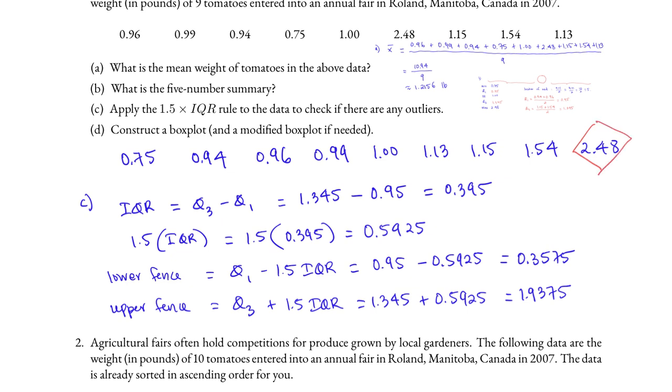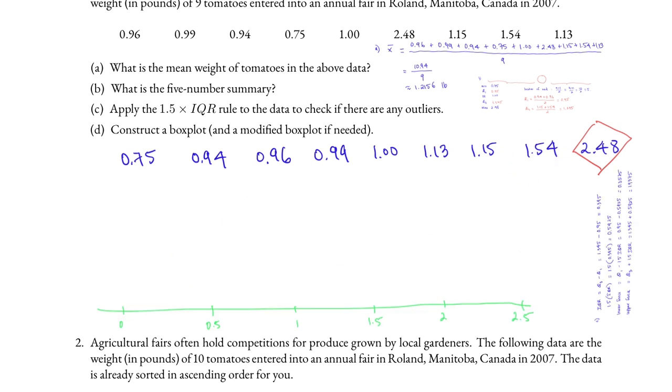We then check the next number from the left. 1.54 is less than 1.9375, so 1.54 is not an outlier. Since this 1.54 is not an outlier, we don't need to check the other observations because we know that they are less than 1.54.